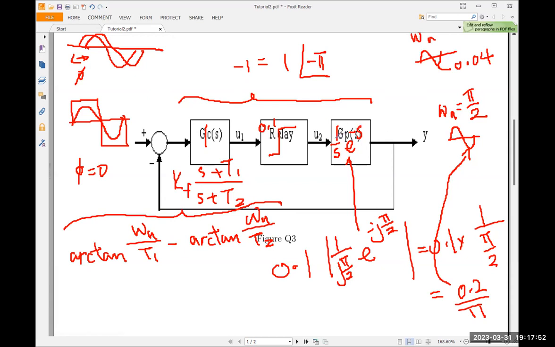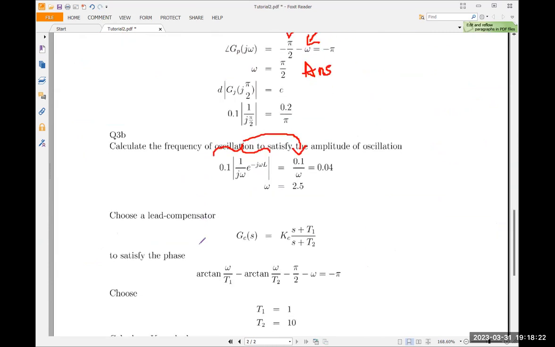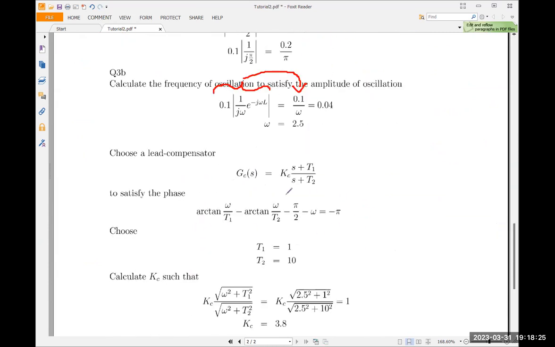Then add on to the phase of this. The phase of this is 0, so you add 0. So this plus the phase of this. The phase of this we see before is minus pi over 2 minus omega. All right, that's the phase of this. So you add all this together, you will get this equation here, and it must be equal to minus pi.